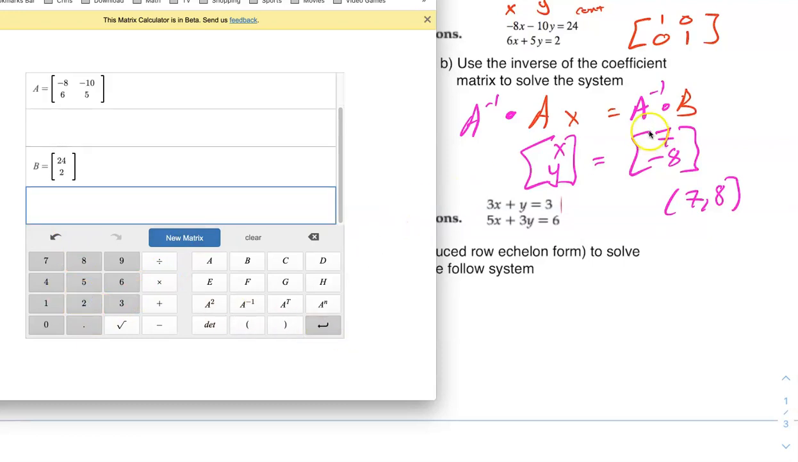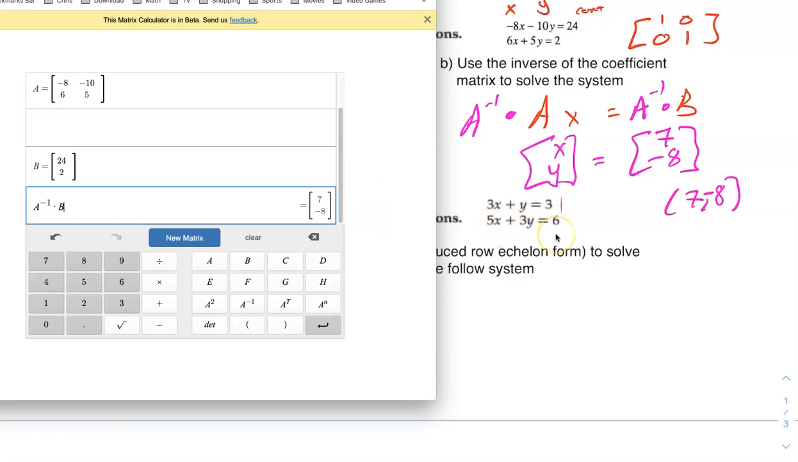And then, if we want to get this, we just do the same way it says. We're going to do A. There's an inverse button right here. And then we're going to times that by B. And we get 7, -8. And I forgot the negative right here. So there we go. So you can also do this method on Desmos.